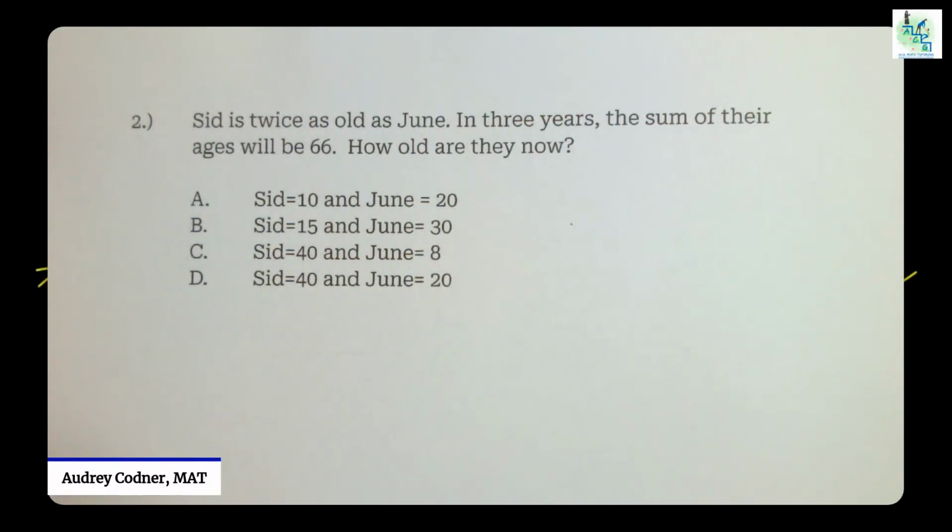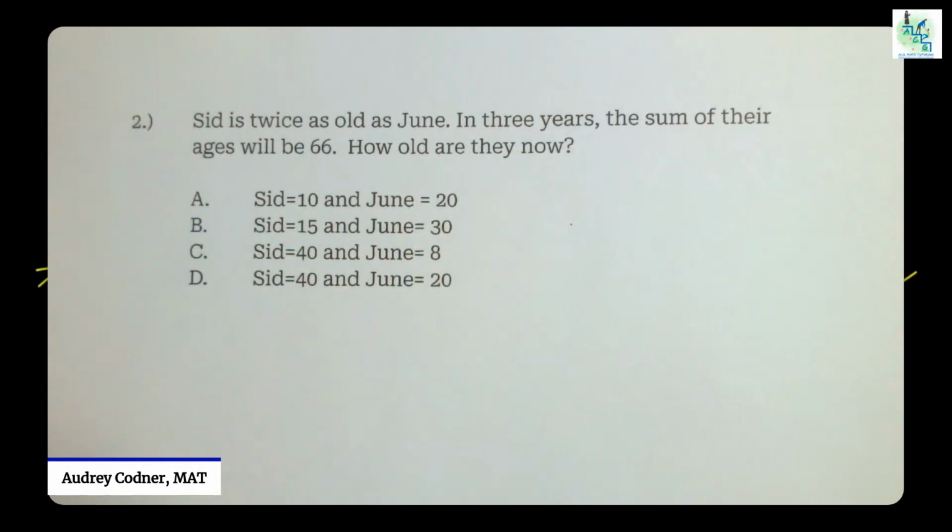So this time, we've got another age situation. Hey, normal shifty. We got another one. Sid is twice as old as June. In 3 years, so now we're talking advancement, the sum of their ages will be 66. How old are they now? Sid is either 10 and June is 20, Sid is 15 and June is 30, Sid is 40 and June is 8, or Sid is 40 and the other one's 20.